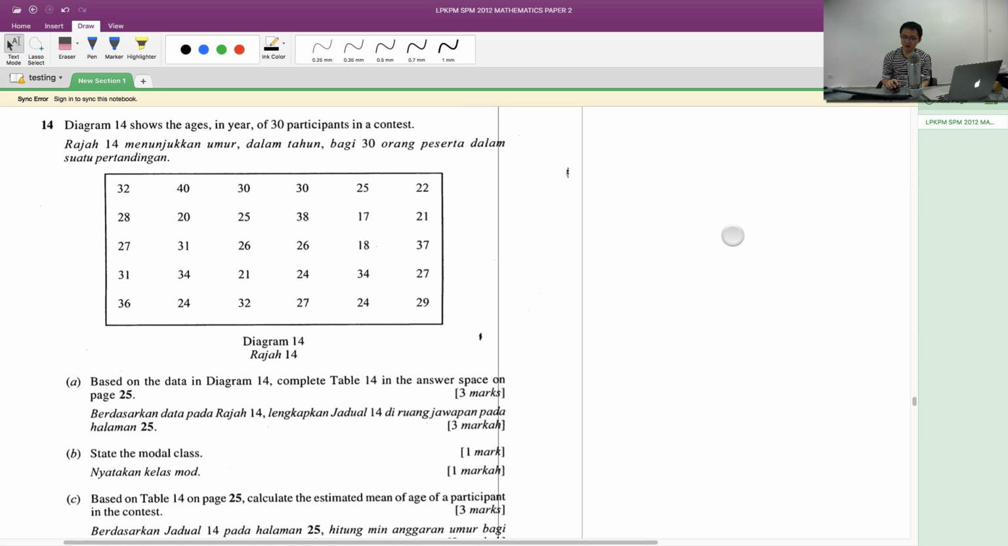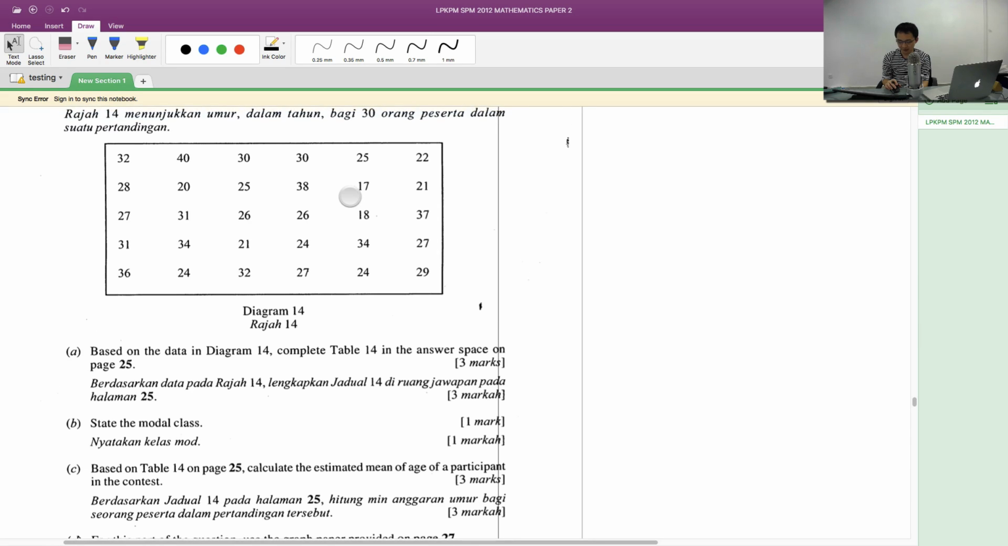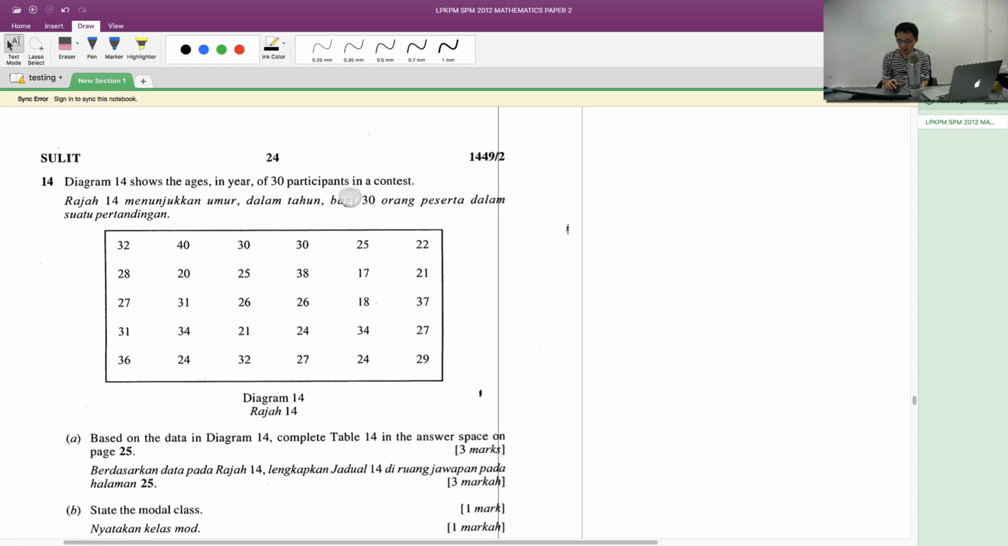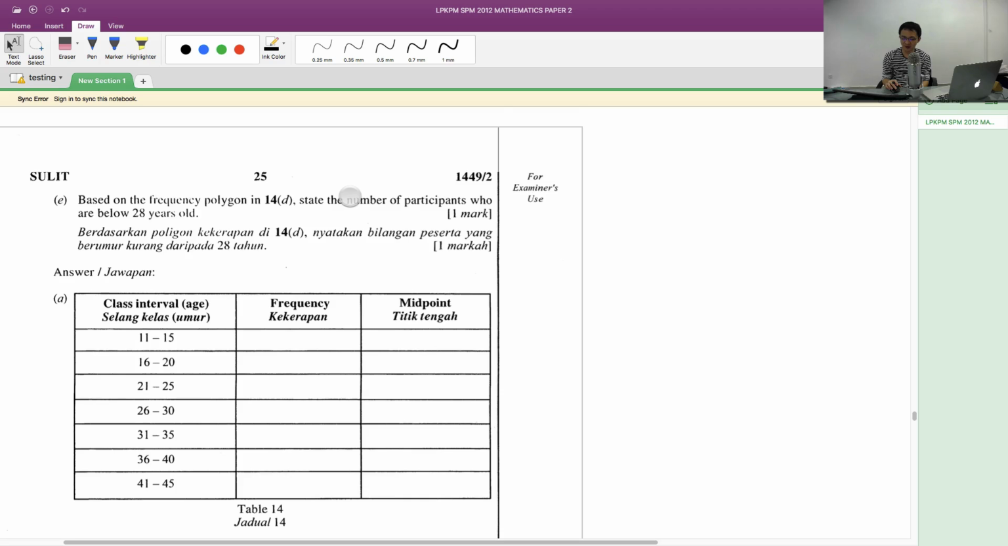Okay, diagram 14 shows the age in years of 30 participants. Okay, I guess this is just human age. Alright, I mean you are 22 years old, you are 25 years old, something like that. Alright, based on the data in diagram 14, complete table 14 in the answer space on page 25. Alright, so I guess we have a table, isn't it? Okay, we have to do the frequency thing.